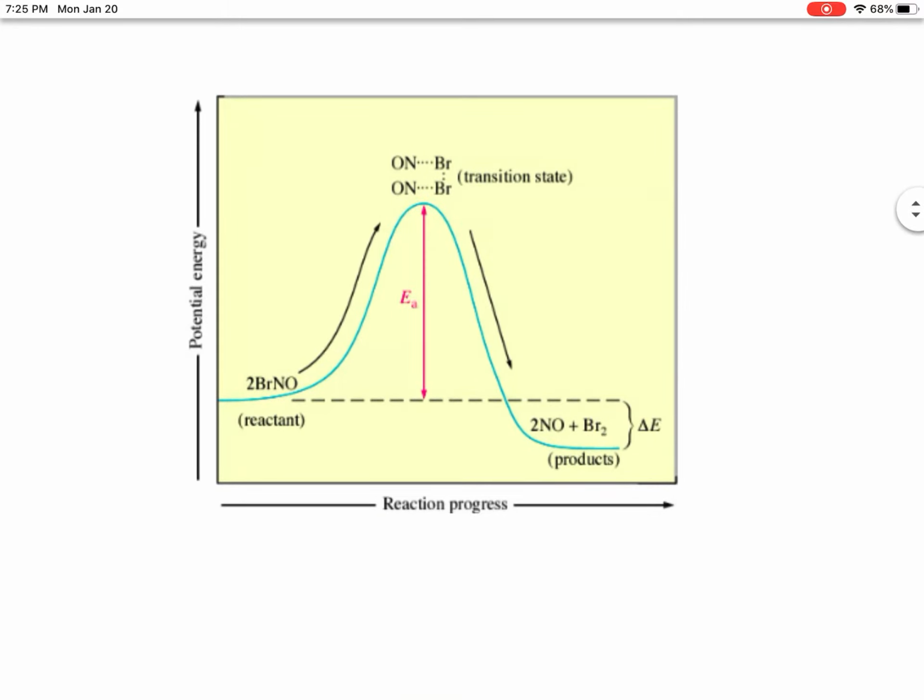Here's another example that we can look at. In this case, it's for an actual decomposition reaction in which bromine nitrogen monoxide is decomposing. And so at the top, again, we see that transition state, which we'll talk about in just a second, but the difference between that energy at the top and the reactant's potential energy, that is your activation energy. And then we go down again to the potential energy in the products.